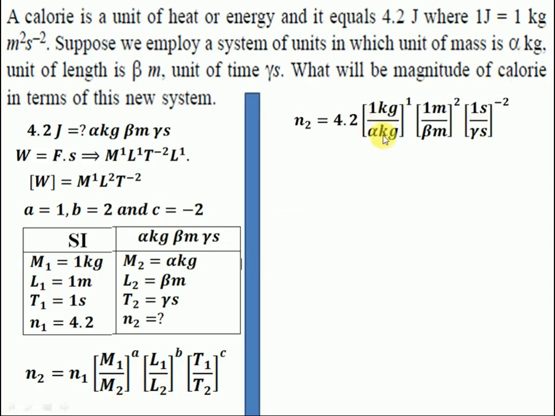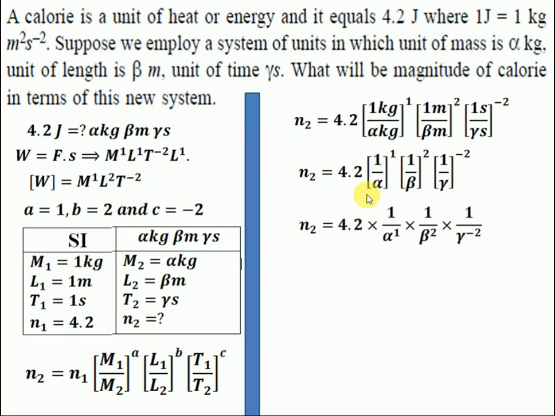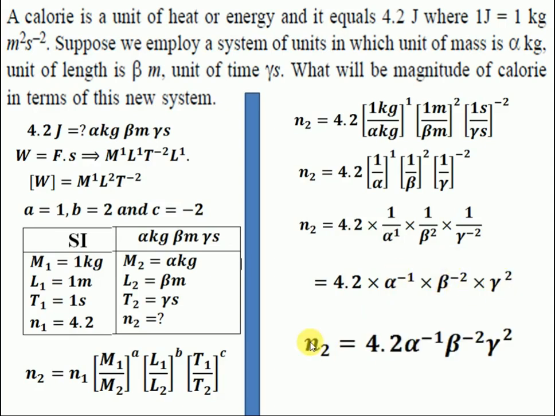So this kg, meter, and second will cancel. So I'm left with this. Now I'll put the power inside the bracket. So 1 by alpha to the power 1, 1 by beta to the power 2, and 1 by gamma to the power minus 2. So I'm taking this alpha, beta, gamma up to the numerator. So when you take it to the numerator, the sign of the power changes. So alpha minus 1, beta minus 2, gamma plus 2. So now this is the final answer, that is n2 is 4.2, alpha to the power minus 1, beta to the power minus 2, and gamma to the power 2.